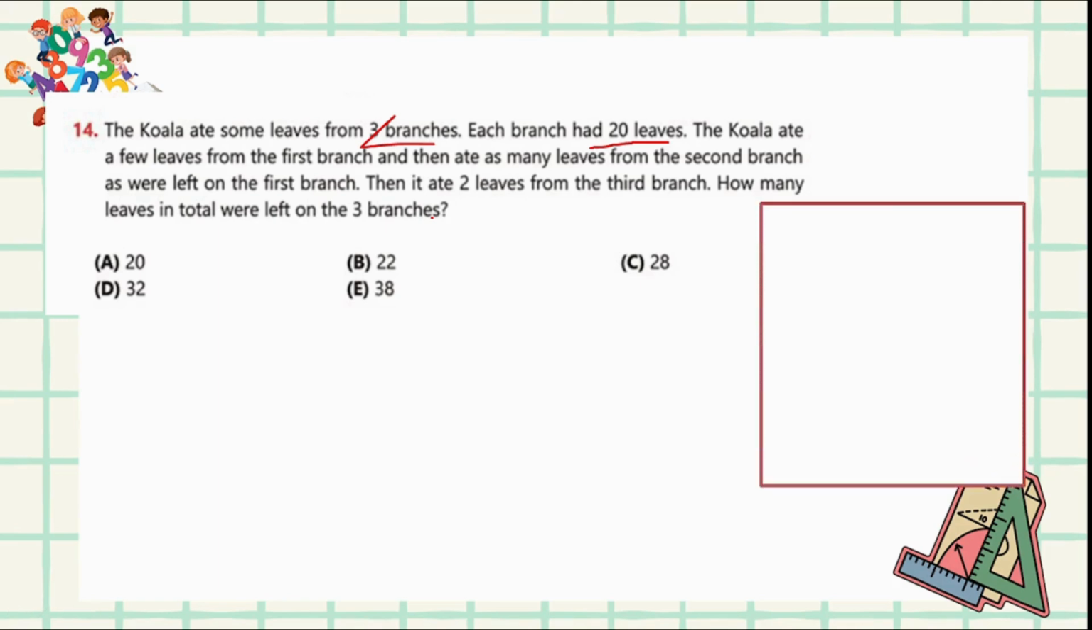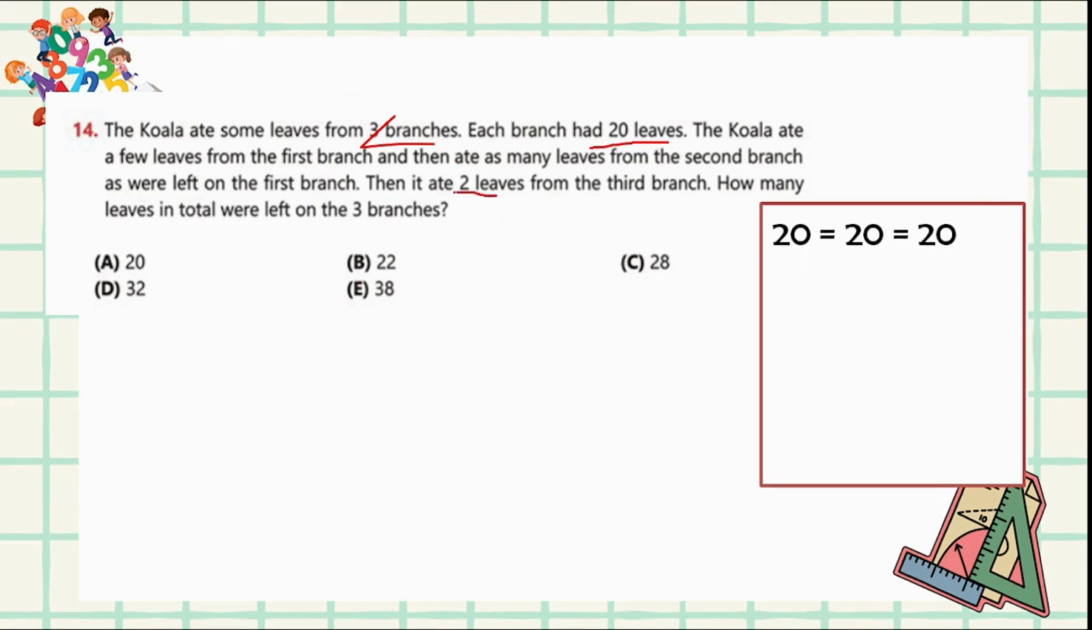So first of all, we know that there are 3 branches. Each branch has 20 leaves. And from the first branch, he ate some leaves. From the second branch, he ate the number of leaves which were left on the first branch. And from the third branch, he ate 2 leaves.